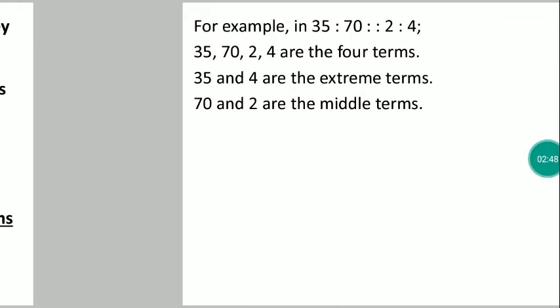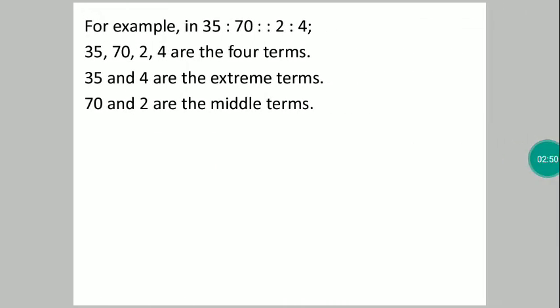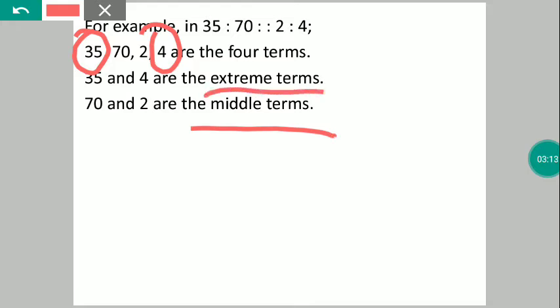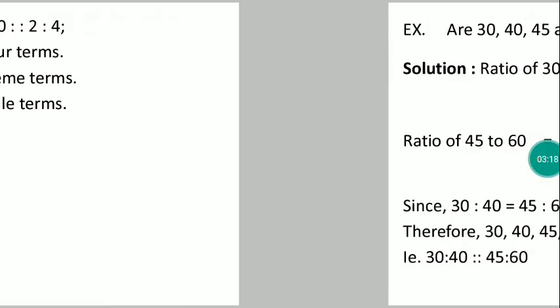For example, in 35 is to 70 as 2 is to 4, these are four terms: 35, 70, 2, 4. Now 35 is the first term and 4 is the fourth term, so 35 and 4 are the extreme terms. Now 70 and 2 are the middle terms. In this way you find out extreme terms and middle terms.